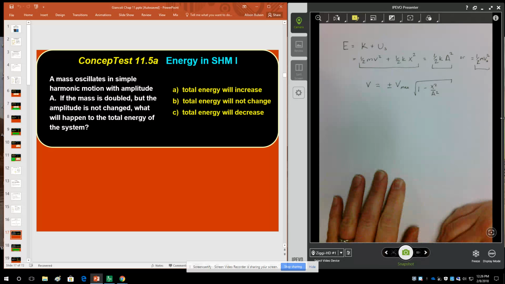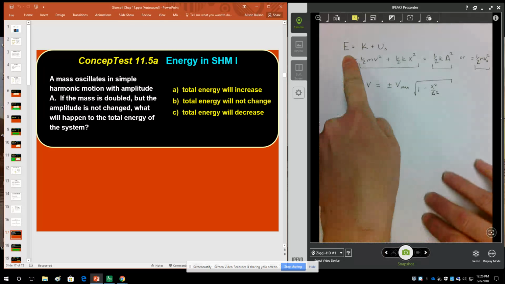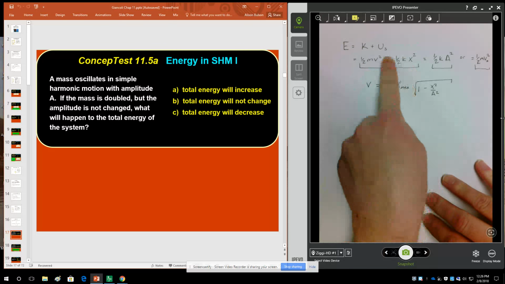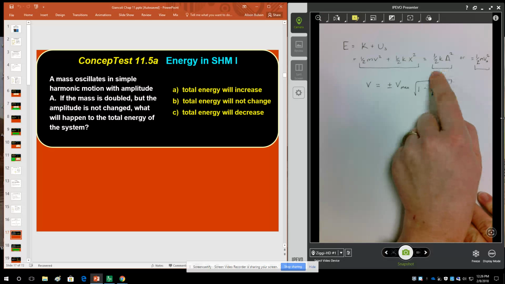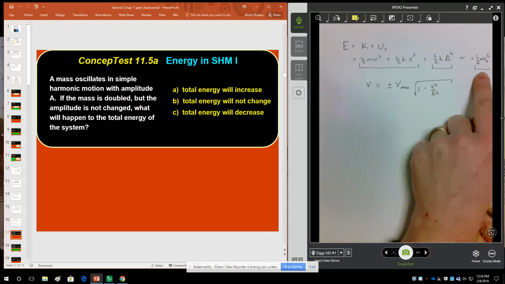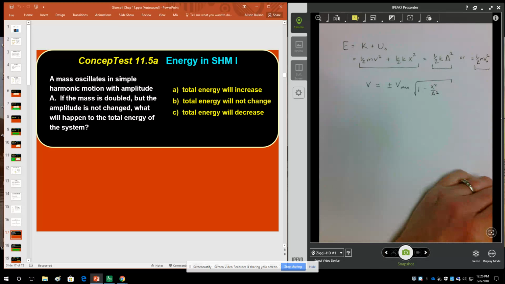So we can refer to our equation here for total energy, right? We're not really going to talk about energy at some random point, but we could look at the equation for energy at the maximum compression point or energy at the equilibrium point. Does that equation help you answer the question?